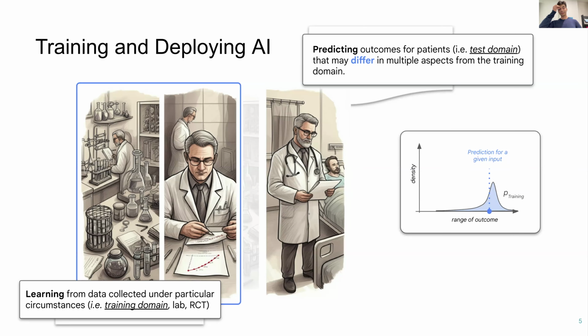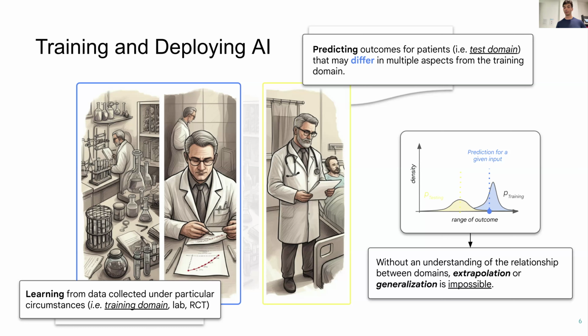And it may be obvious then to point out that the optimal predictions in this training domain may not be optimal once deployed on our testing domain or on our test samples, right? And without some understanding of the relationship between these two domains, extrapolating, generalizing, or making reliable inference in general is going to be impossible. So beyond the data, at least in the zero-shot kind of framework, you need to have some understanding of the relationship between training and testing.